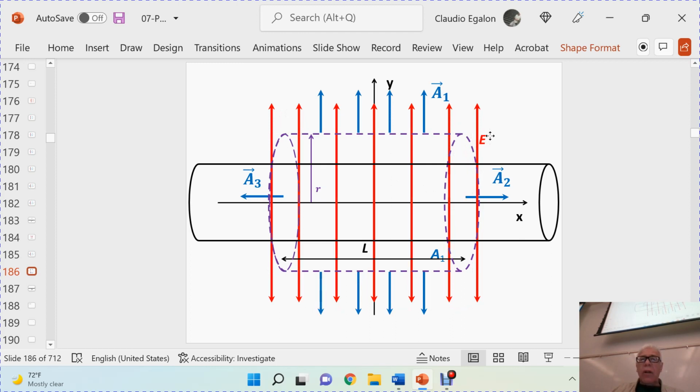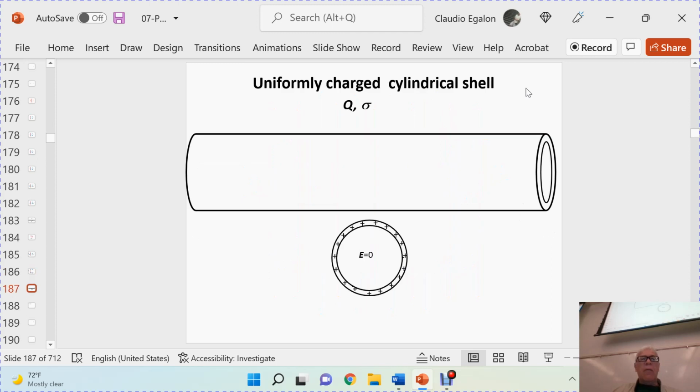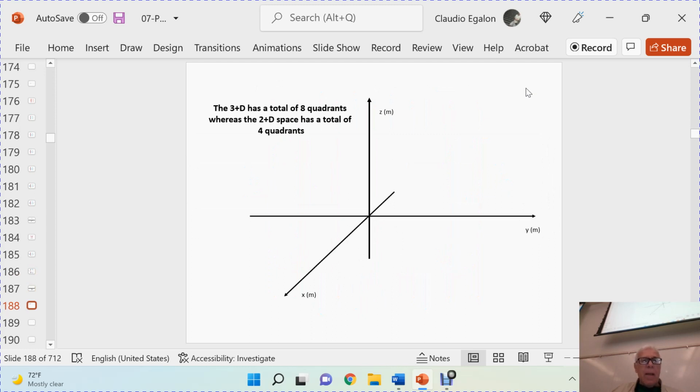But the important thing is the functional dependence on the distance. For the uniformly charged cylindrical rod, the electric field inside is going to be 0. The electric field outside is going to change with the inverse of the distance as well.